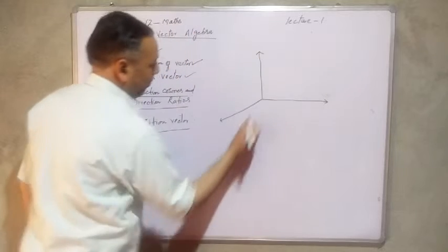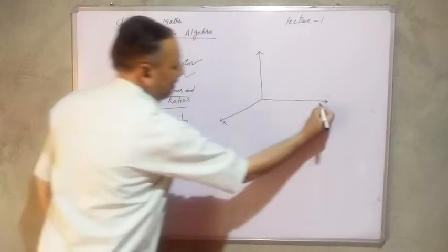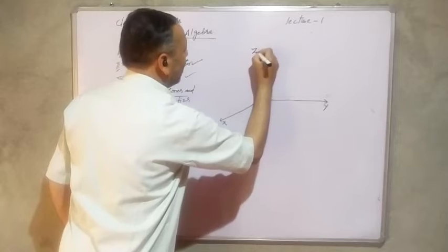A 3D coordinate system. This is the x-axis. This is the y-axis, and this is the z-axis.